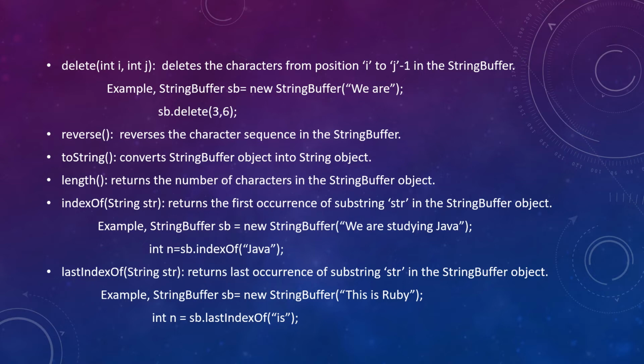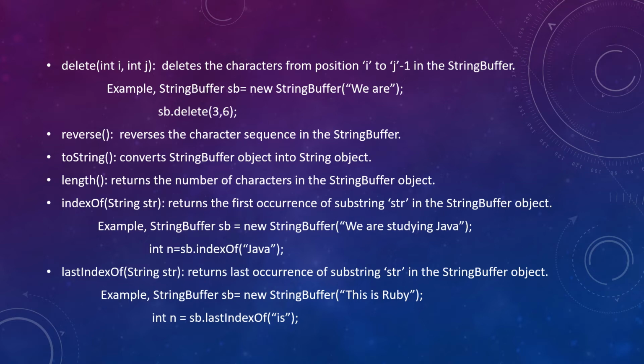Next we come to indexOf(String str). This method returns the first occurrence of substring str in the string buffer object. For example, StringBuffer sb = new StringBuffer("we are studying Java"), int n = sb.indexOf("Java"). So it will return the index of Java. Since Java occurs only once here, there is no confusion.